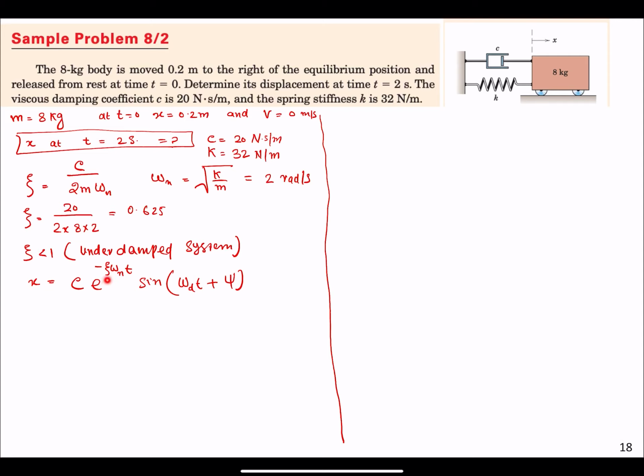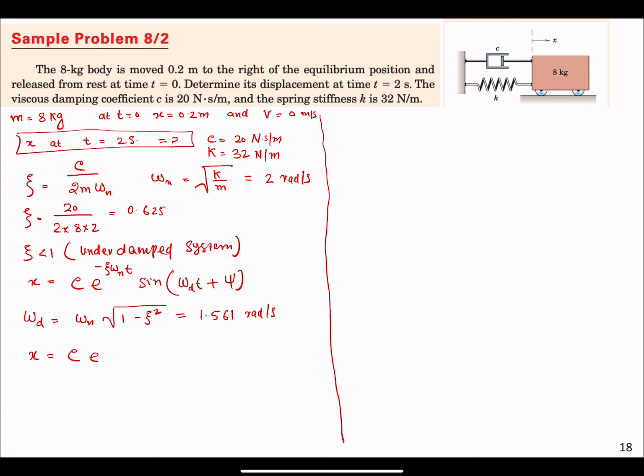But now the issue is that although we know zeta, which is 0.625, we know omega n, and we can put the value of time, which is 2 second, we need to calculate omega d, and we also need to know C and this psi here. To calculate omega d, we know the equation of omega d, which is omega n times square root of 1 minus zeta square. So we know omega n and zeta, so we can calculate omega d, which becomes equal to 1.561 radian per second.